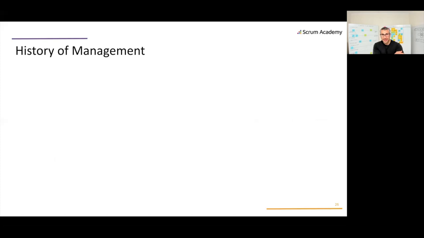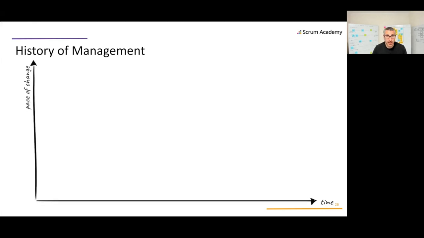So let's look at the history of management now. And the reason we do this is to create awareness that many things that we consider being part of management were created under completely different circumstances than we have today. And we'll go through that quickly together. First, quickly about our axes. On the one axis, we have the time axis, and we'll take the time from early 20th century, 1906, 1907, where management basically was codified. Before that, it did not really exist, right?